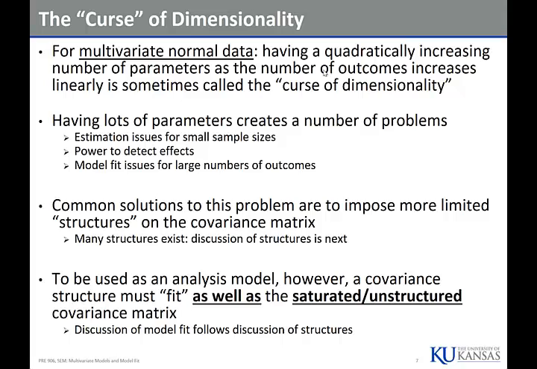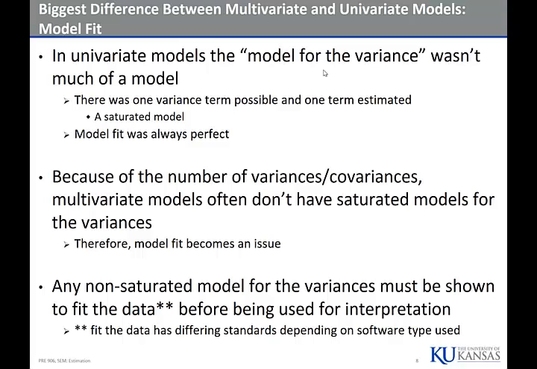Right? So we get this new complication that we didn't have in univariate models, in that we have to find a covariance structure that fits as well as estimating everything. So that's what shows up. This is the biggest difference in multivariate versus univariate models.